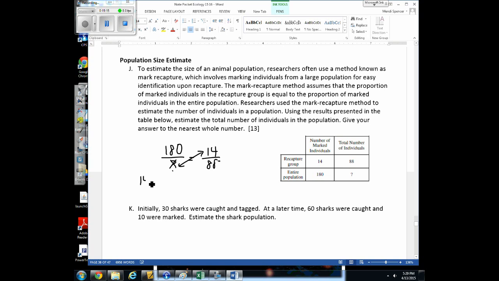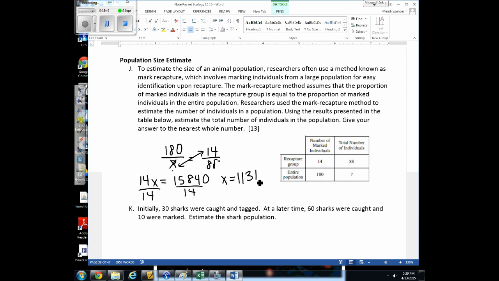So we have 14x is equal to 180 times 88, and that equals 15,840. To solve for x, you're going to divide by 14 on both sides. X equals 1,131. Okay, but let's take a look at this problem and relate that to some of the stuff that we wrote down here.